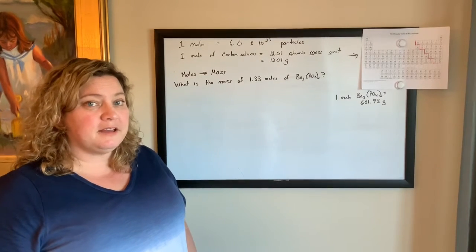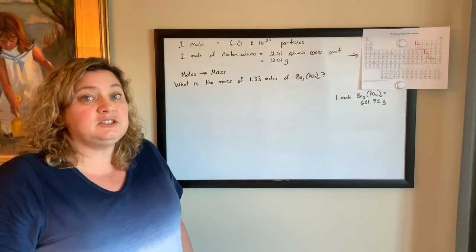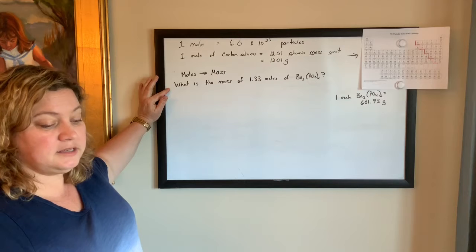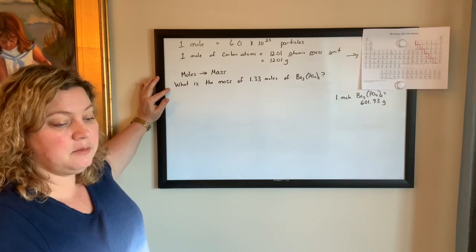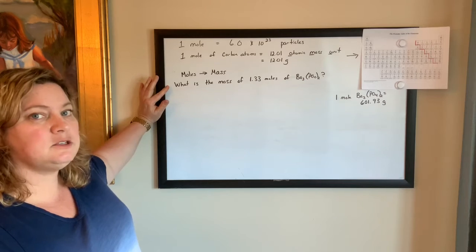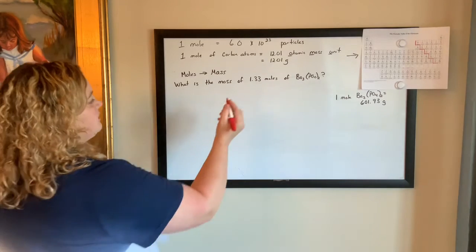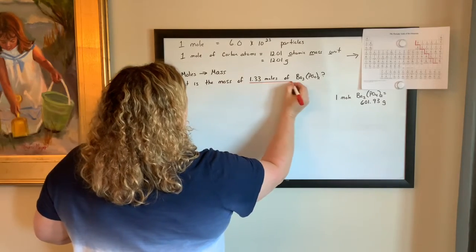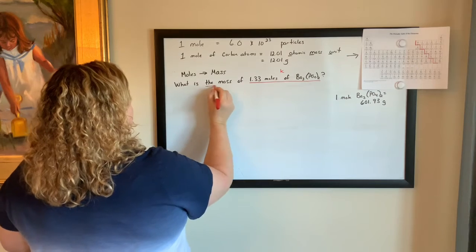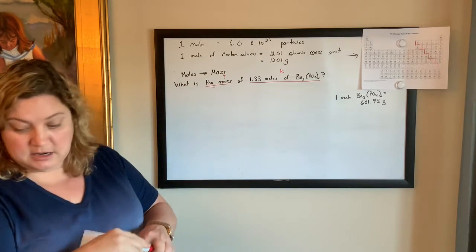Right, so now that we have found the number of grams in 1 mole of barium phosphate, let's do something with that information. So our first example says, what is the mass of 1.33 moles of barium phosphate? The first thing you should write down is what is my known and what is my unknown? What am I trying to find? So here we go, moles of barium phosphate. This is my known, and the mass, this is what I am trying to find. So that is my unknown.